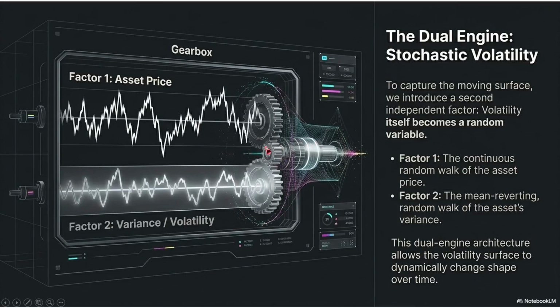So, stochastic volatility. To capture the moving surface, we introduce a second independent factor where volatility itself becomes a random variable. Factor 1 represents the continuous random walk of the asset price, while factor 2 is the mean reverting random walk of the asset's variance. This dual engine architecture finally allows the volatility surface to dynamically change shape over time.